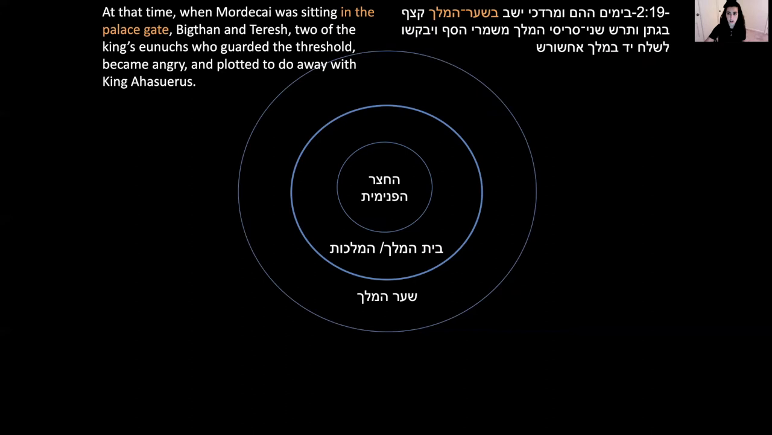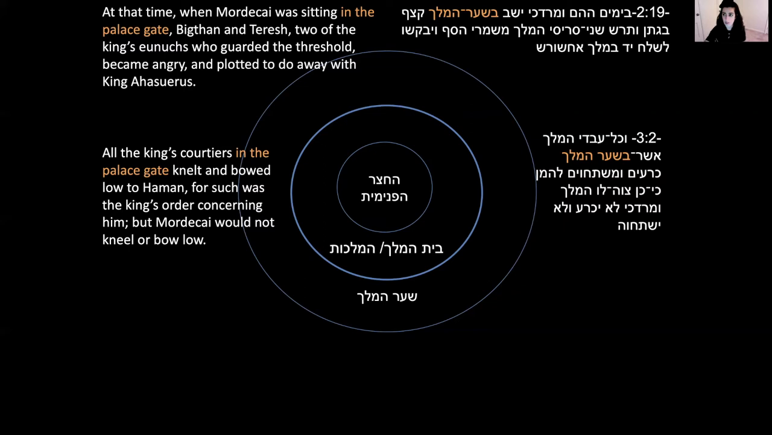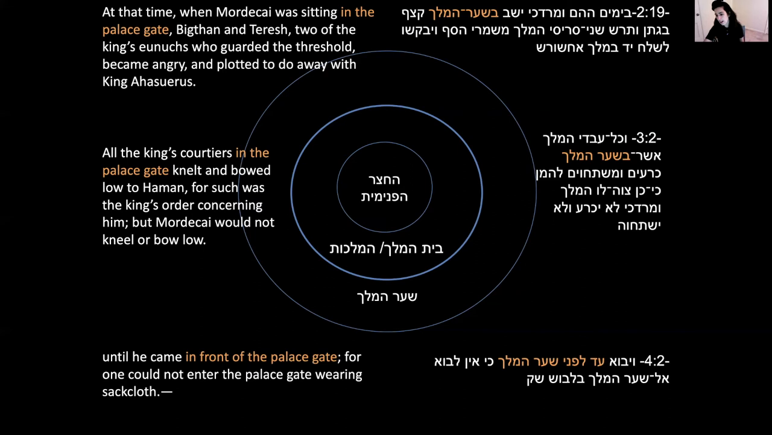We know that Haman spends his time here, as well as the king's servants, which is why when Mordechai refuses to bow down to Haman, it's such a big deal because he's denying him of his power in front of all of these powerful people in this powerful place. And when Mordechai is mourning because of Haman's decree, he actually cannot enter this space because it has too high of a status for a mourner to enter.